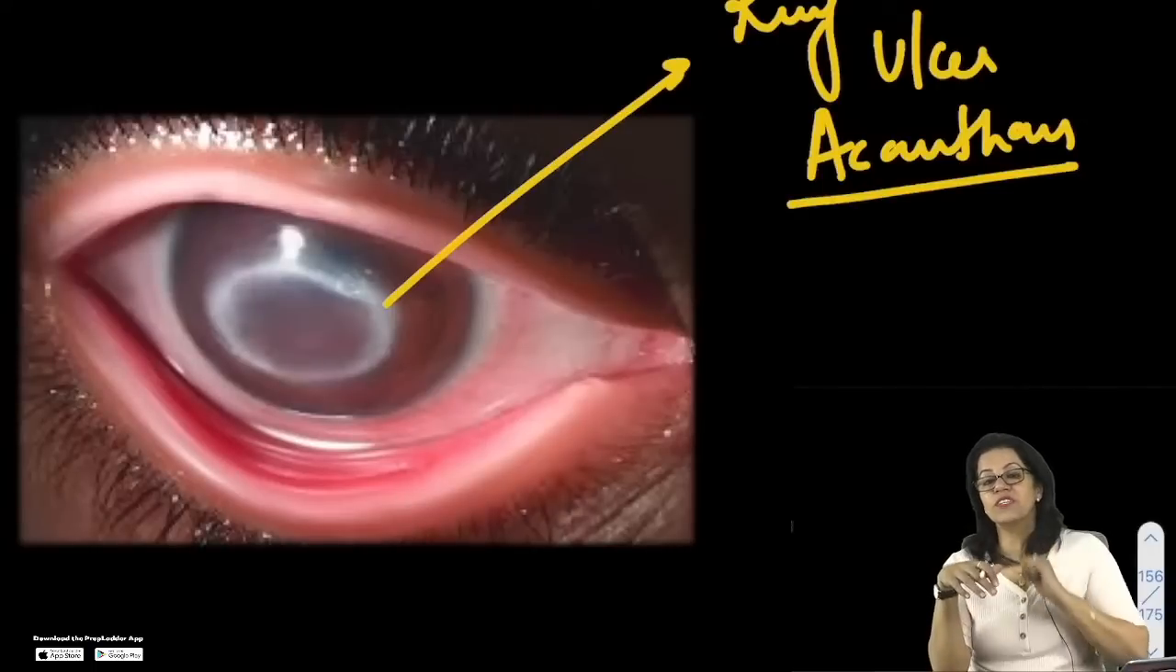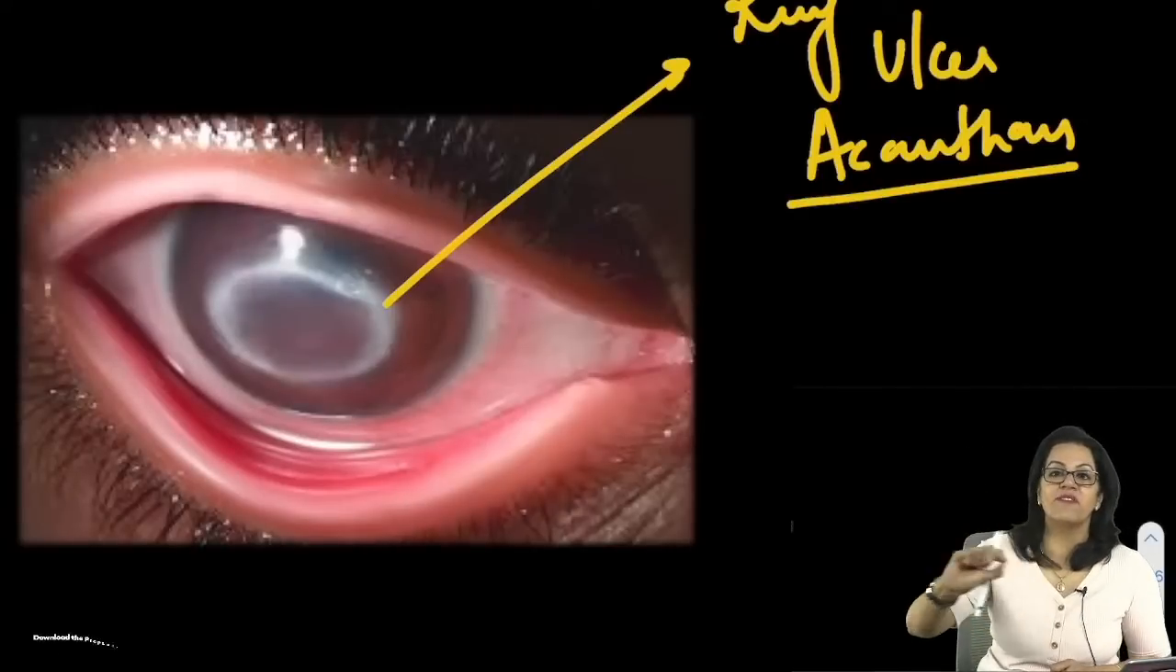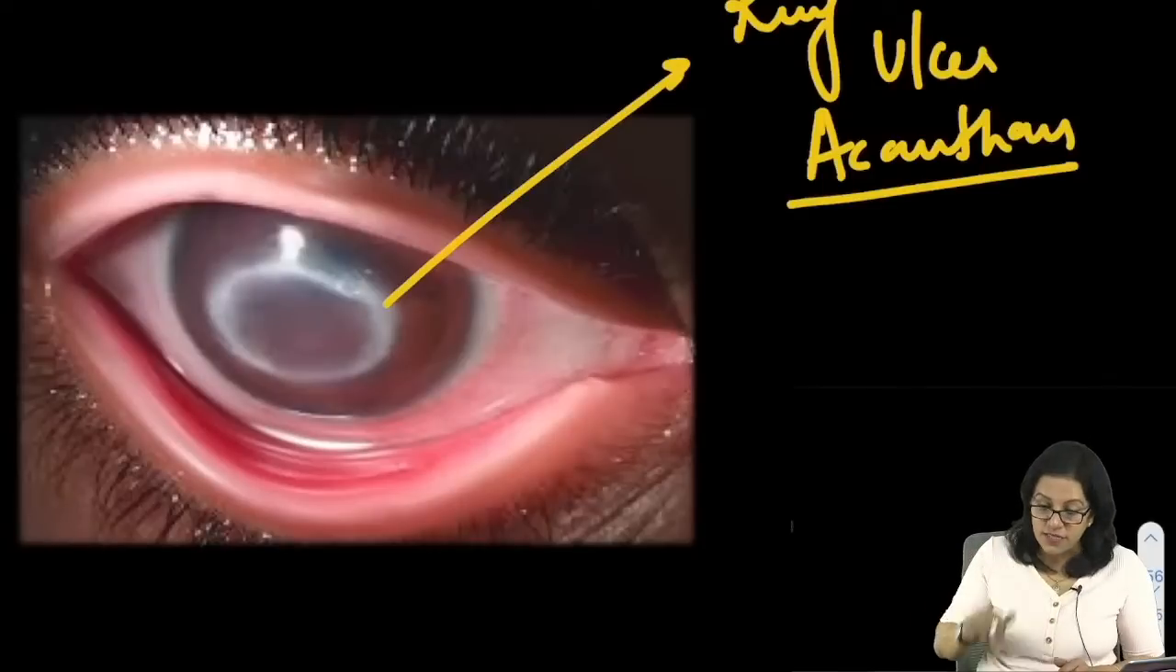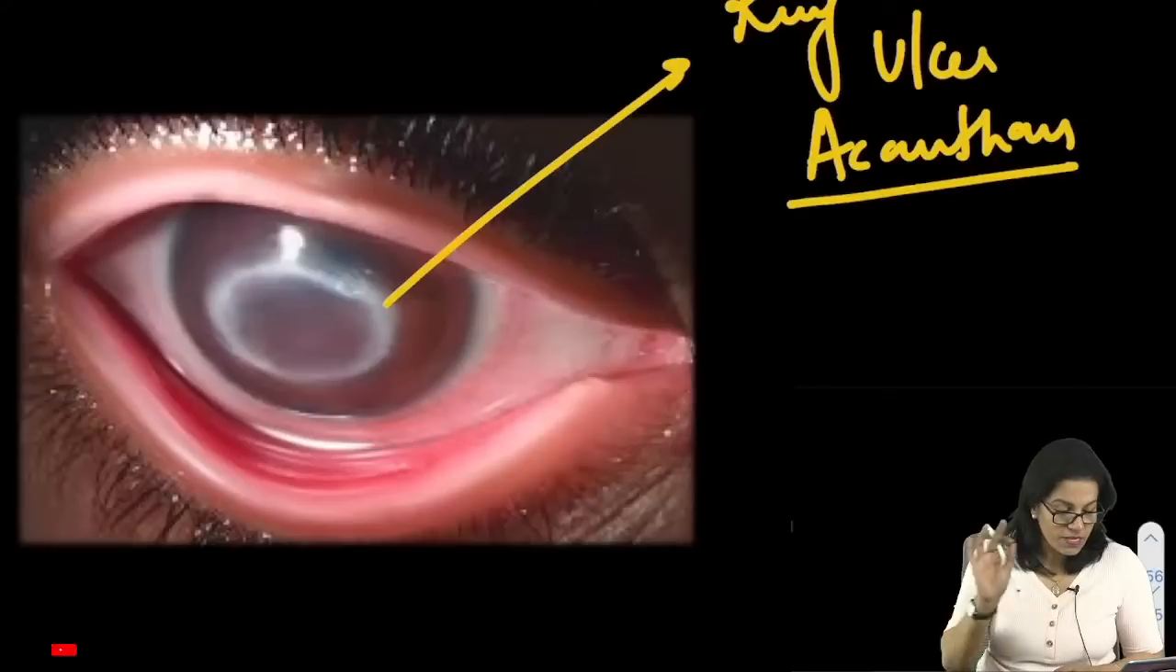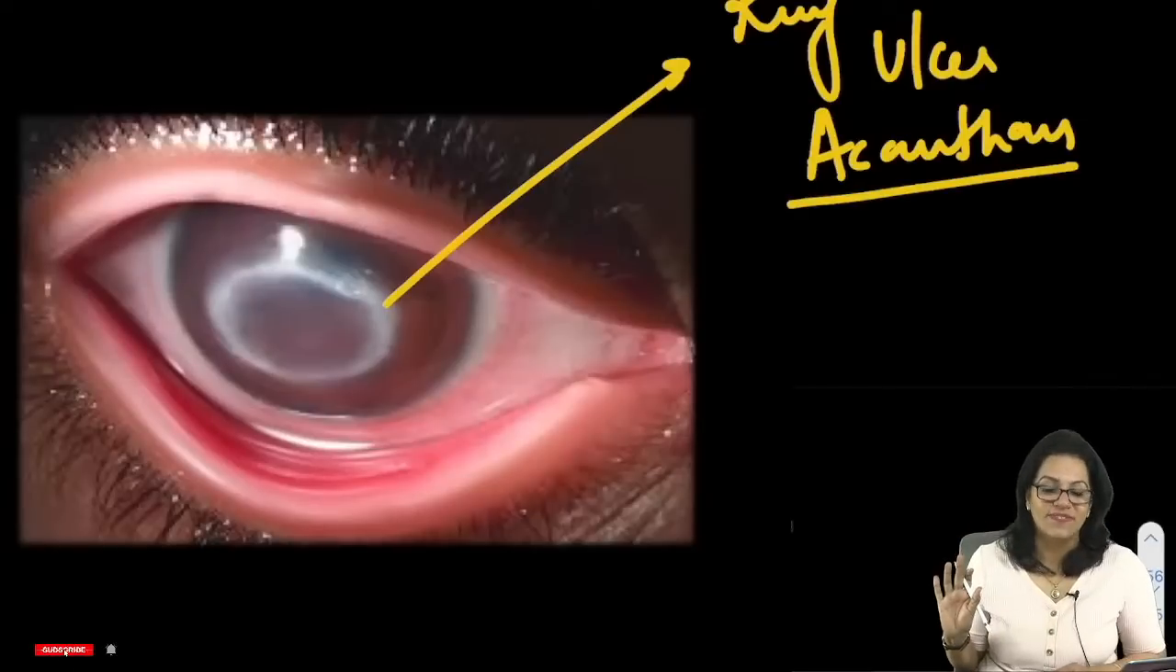But suppose the question is, which is the most common infection after contact lens use? This is rare, I said. Then your answer will be Pseudomonas. Most common infection, you will answer Pseudomonas.